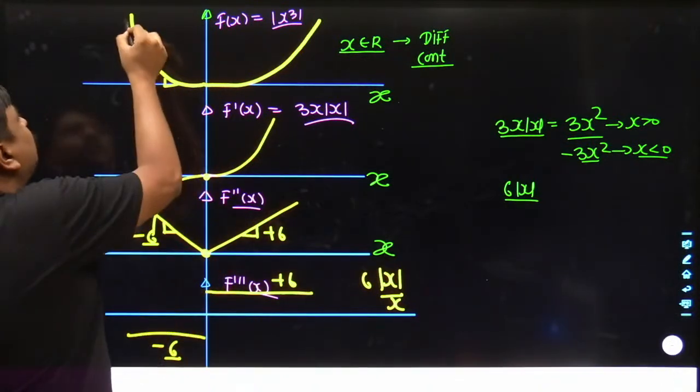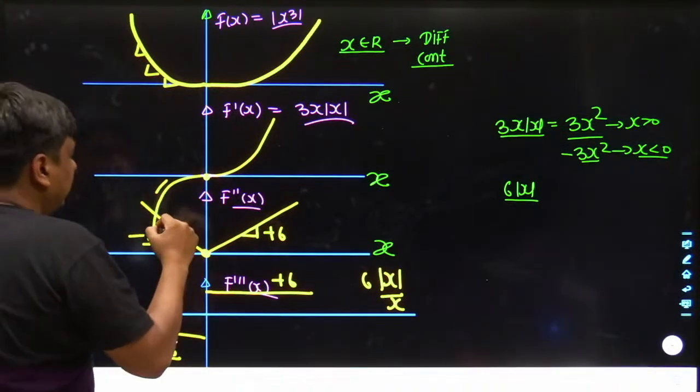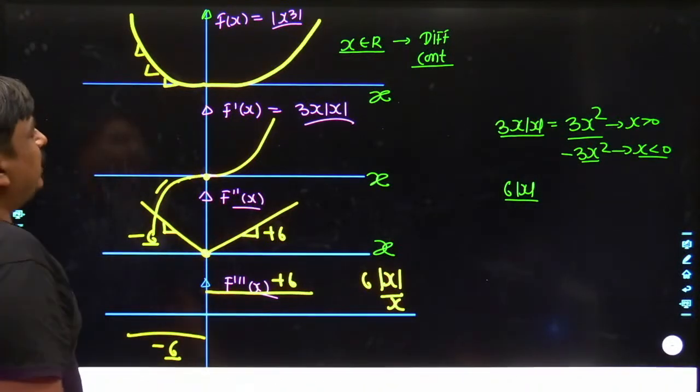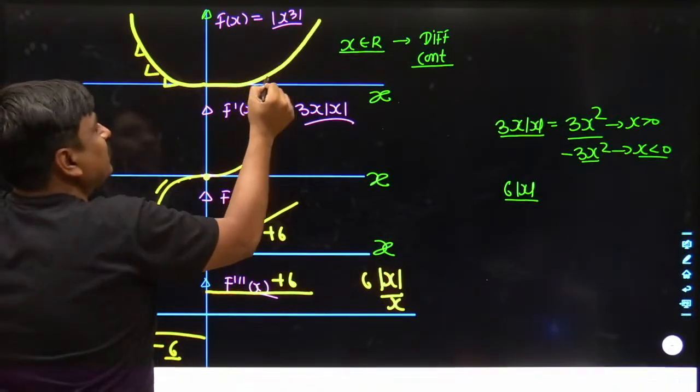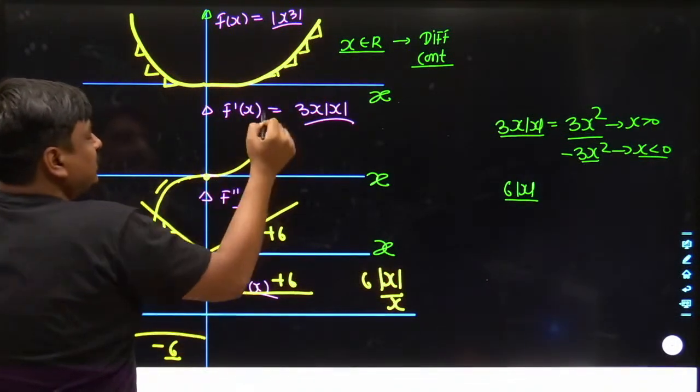Similarly, as we go towards this side, what is happening? The negative slope keeps decreasing, and you can see the magnitude, which is negative, keeps decreasing. And as you go towards the positive values of x, what's happening? The slope keeps increasing. So that is why the magnitude of f dash x keeps increasing.